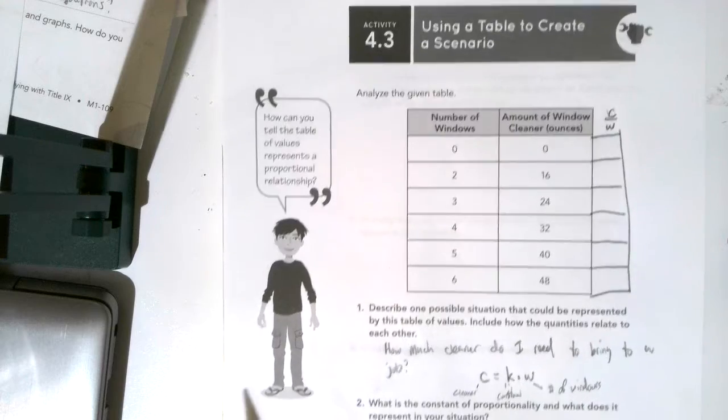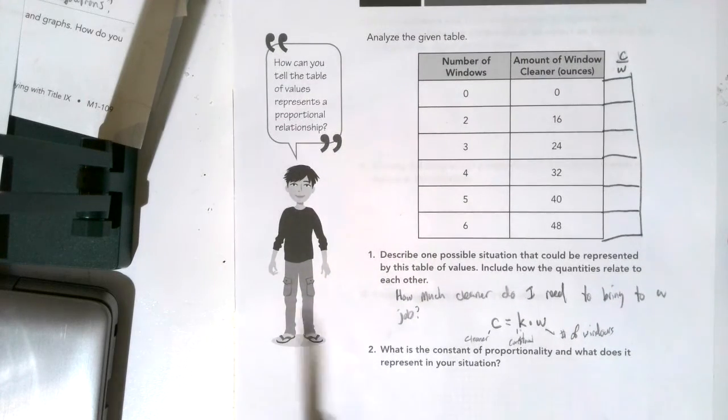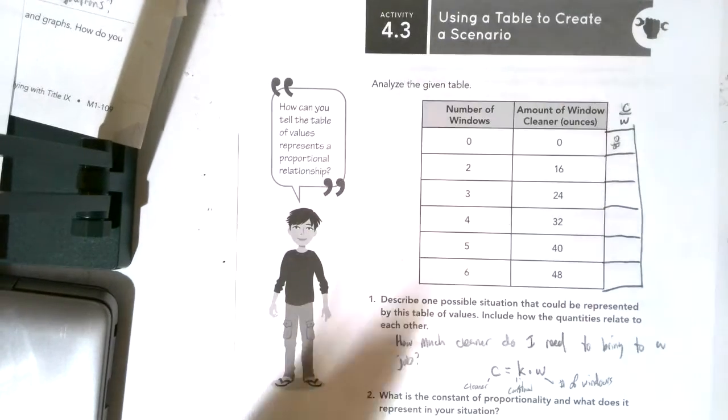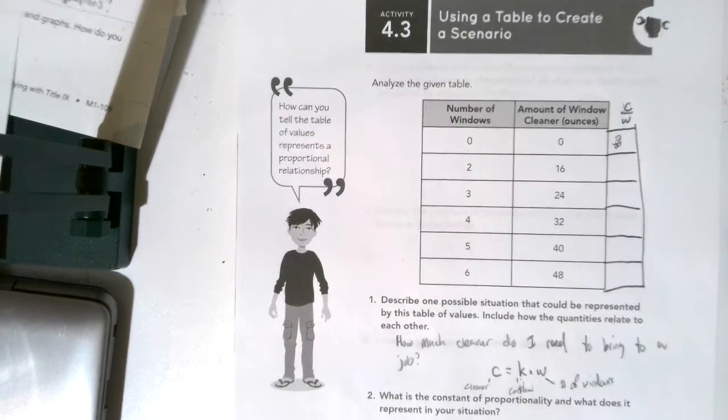But let's go through our problems on 4.3. The first thing we had to do is find that constant of proportionality. 0 over 0 is 0. So that's the one that doesn't match, right? That is the one that's undefined.